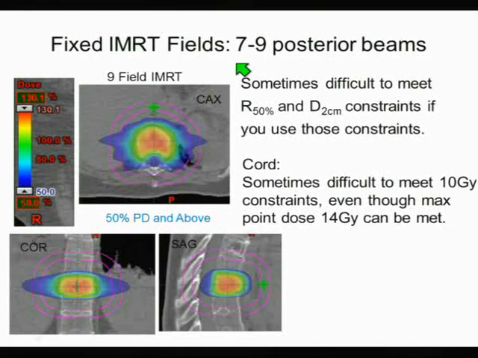But commonly, I see lots of places do fixed IMRT fields with like 7 to 9, mostly posterior beams. What we found is if you mostly only use posterior beams, often it's harder to meet the R50 and D2cm constraints, if you want to use those constraints as your guideline. We also find it's sometimes difficult to meet the 10 gray constraints, even though the maximum point dose of 14 gray can be met.